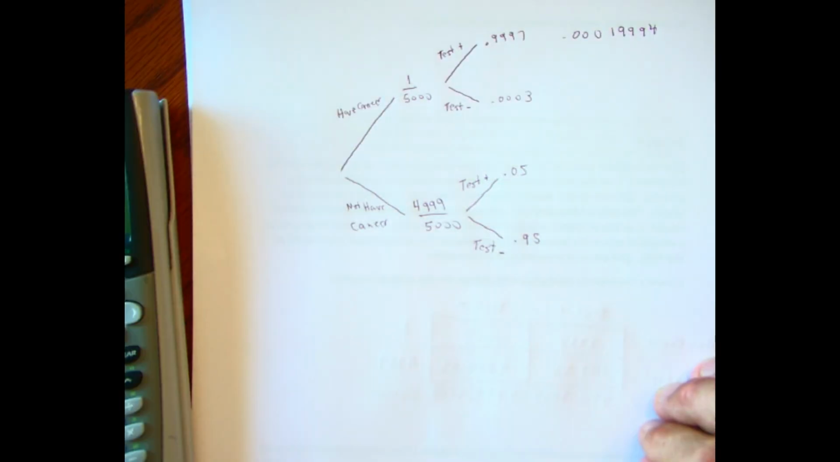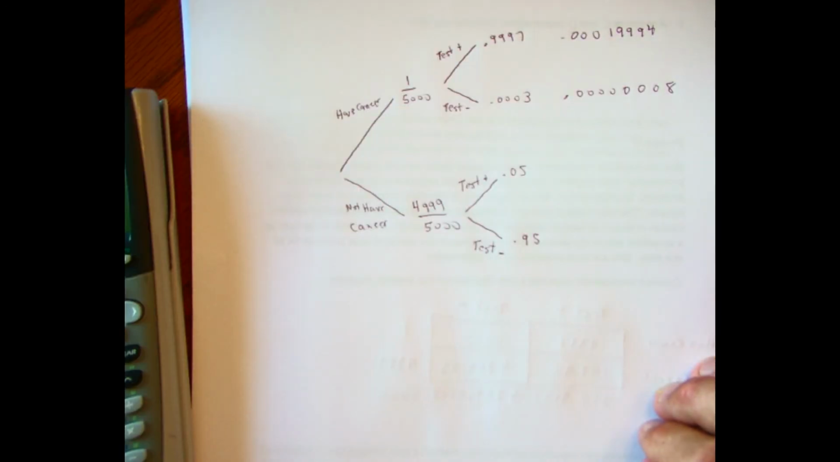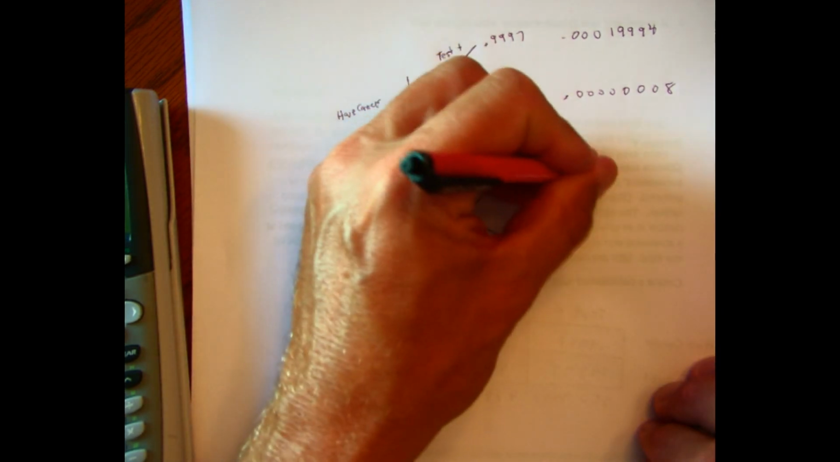0.00019994, and then I got to do 0.00303 times 1 in 5,000. That's 6e-8, so that's 0.00007. Let's see, 5, 6, 7, 8. Then I do this times this, so 0.05 times 49.99 divided by 5,000, and that's 0.04999.